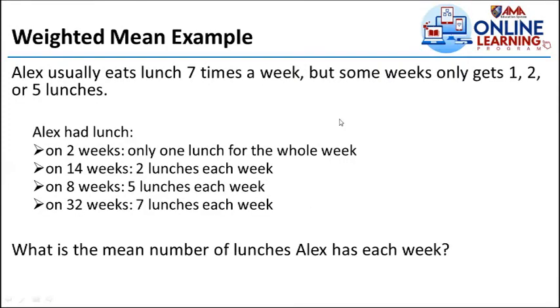Example, Alex usually eats lunch 7 times a week, but some weeks only gets 1, 2, or 5 lunches. Alex had lunch only 2 weeks, only 1 lunch for the whole week. On 14 weeks, dalawa. On 8 weeks, we have 5. 32 weeks, we have 7 lunches in each week. What is the mean number of lunches Alex has each week?